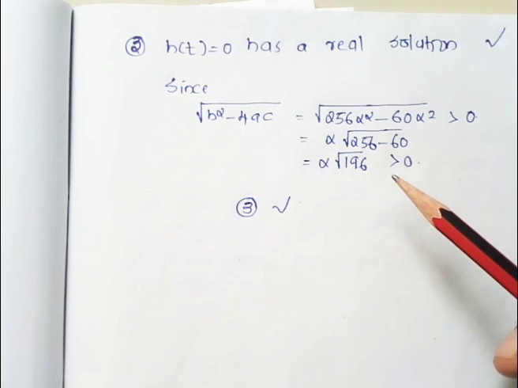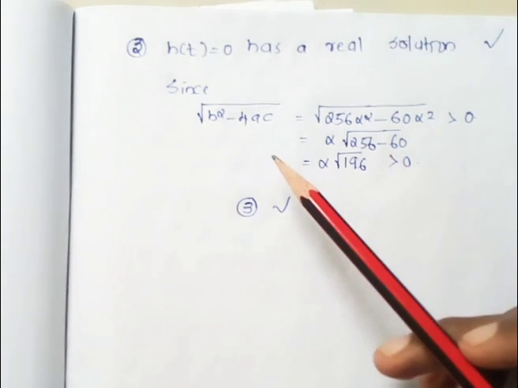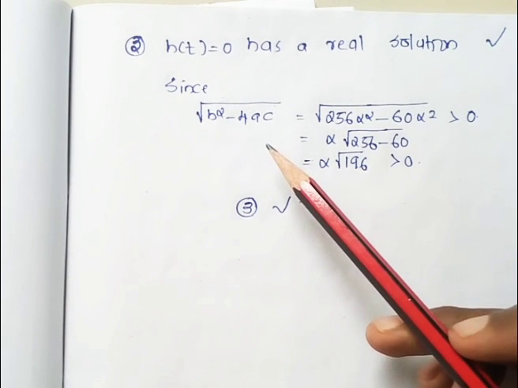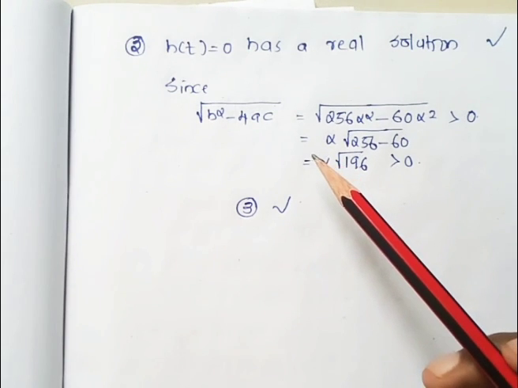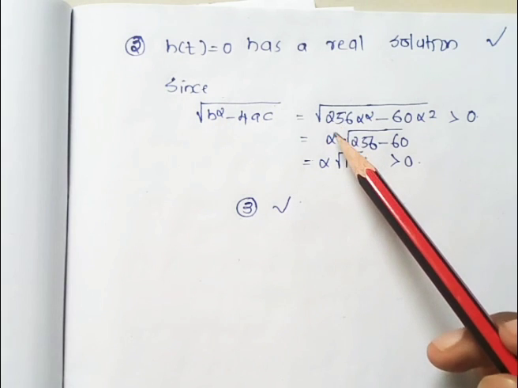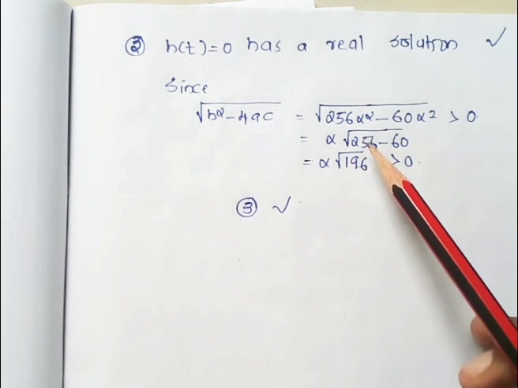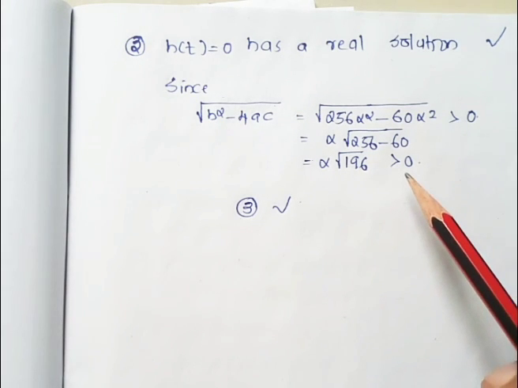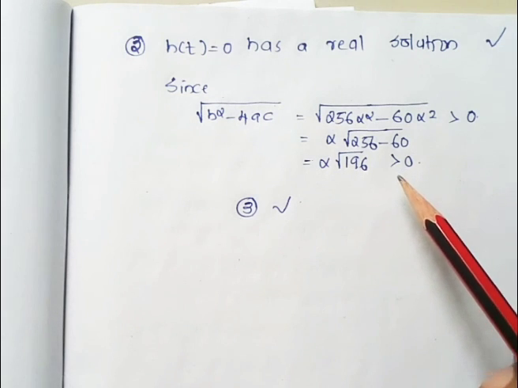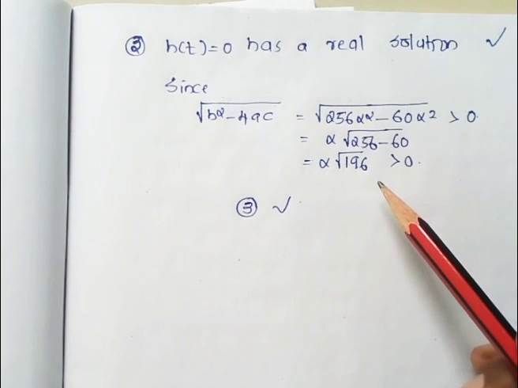So we can say that our third option, h of t equal to 0 has a real solution, is the correct option. For verifying that, we just calculate the square root of b² - 4ac. That is, we are verifying whether h of t has a real solution or not. Calculating the square root of b² - 4ac, which is equal to the square root of 256 alpha² - 60 alpha², which is equal to alpha times root of 196, which is greater than 0. Therefore h of t has a real solution. So our third option is the correct one, and the remaining options are false.